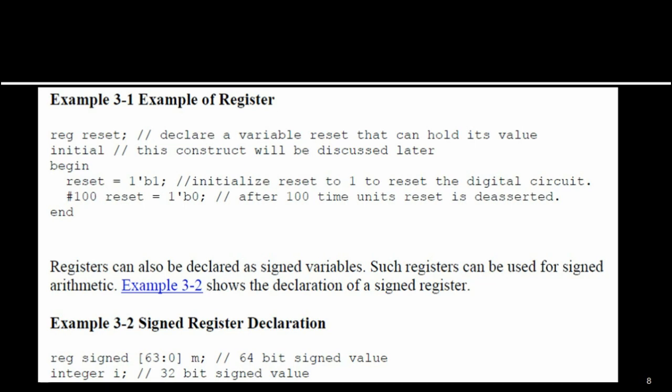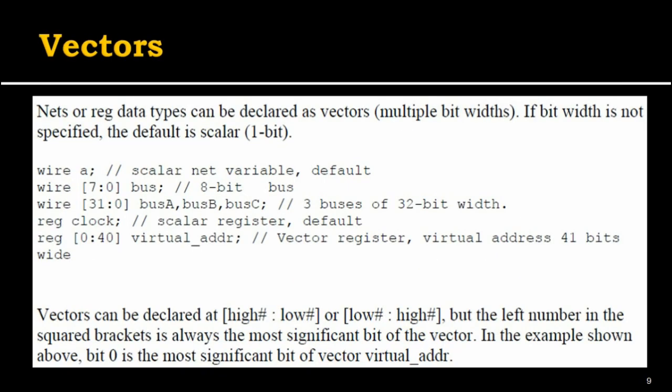Consider the second one: reg signed [63:0] m. Here the register is assigned a signed 64 bit value. Another one is integer i, which is a 32 bit signed value. Here the integer is not specified with any range, so it is by default considered as a 32 bit value. Then the next one is a vector.